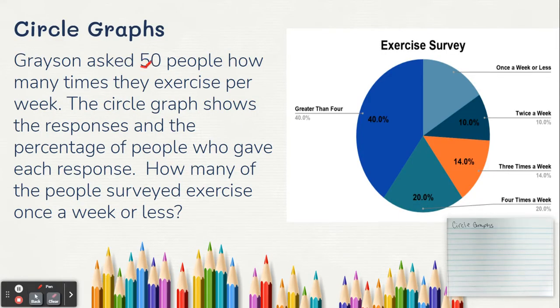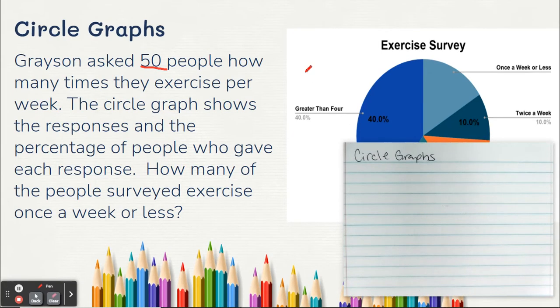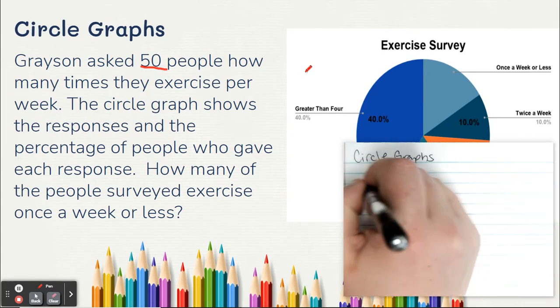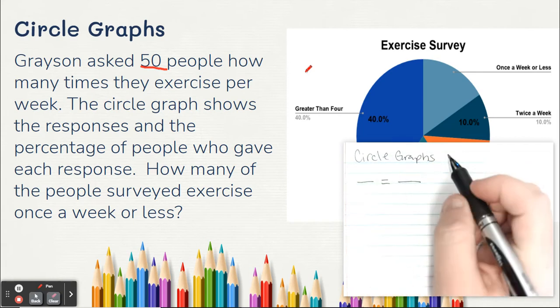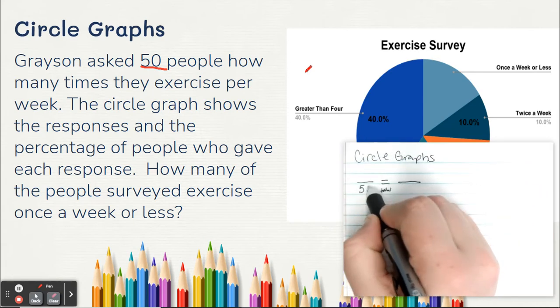Grayson asked 50 people how many times they exercise per week. So I have that 50 there. So I know that's the total. So as I set up my proportion, I know my total is going to go on the bottom. So that's 50, right?